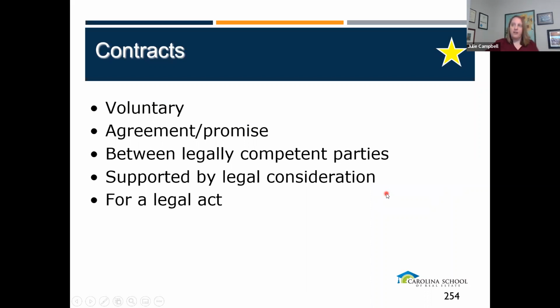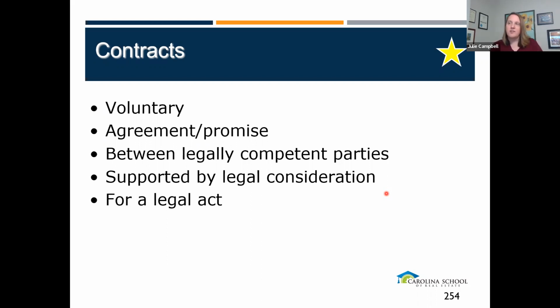Contracts are voluntary. You can't be forced into a legally binding contract. You enter into it voluntarily. It's an agreement between the parties. There's a promise. The parties got to be legally competent. They need to be viewed by the court of law as able to legally make a binding decision.